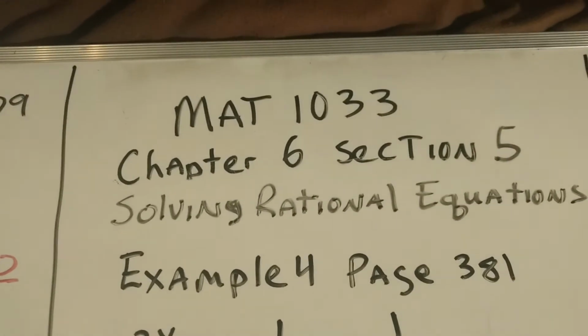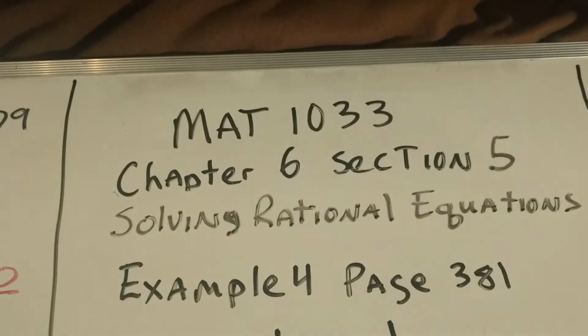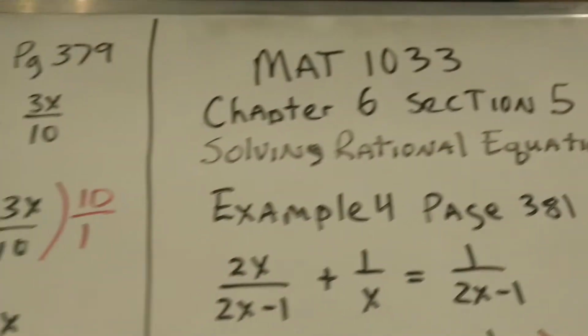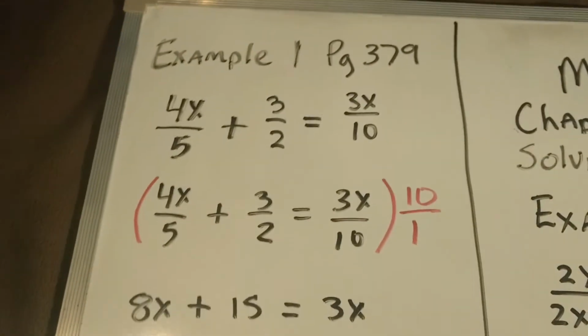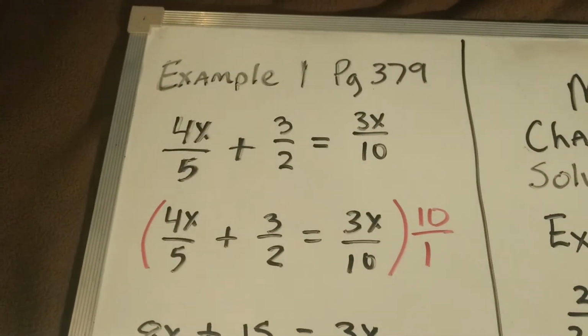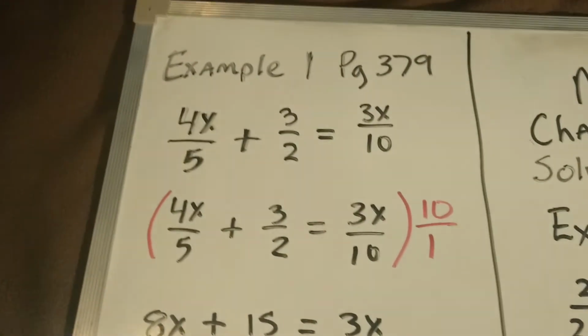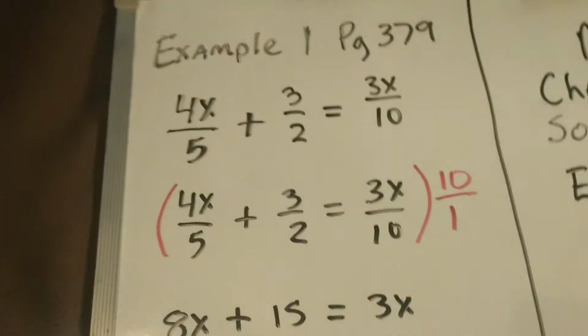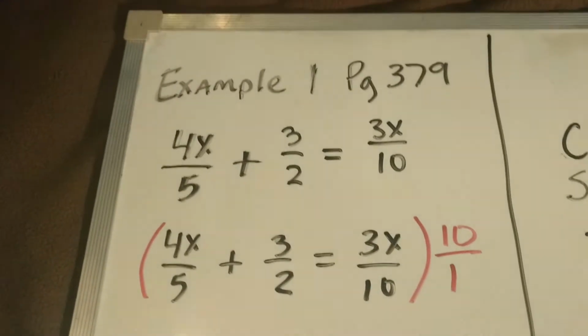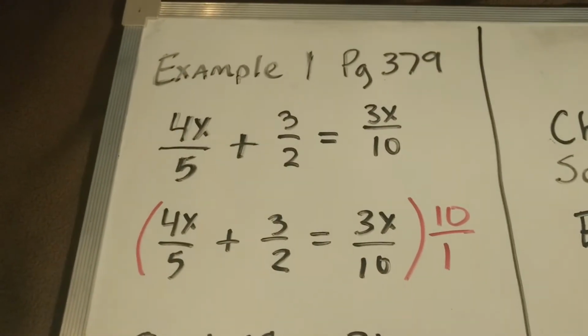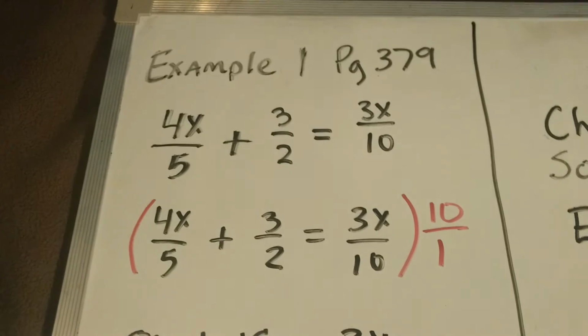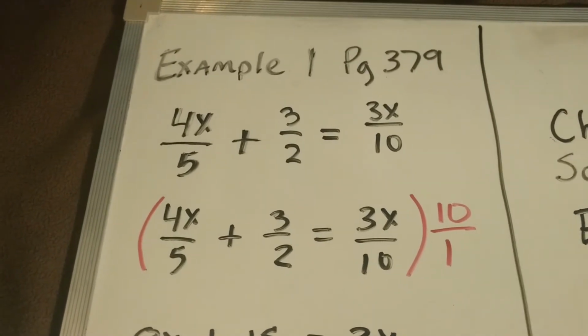Chapter 6, Section 5, Solving Rational Equations. This is a lot like back in Chapter 2 when we solved linear equations with fractions. All we're going to do is get the least common denominator, multiply through on the equation, get rid of the fractions, and then solve the problem.